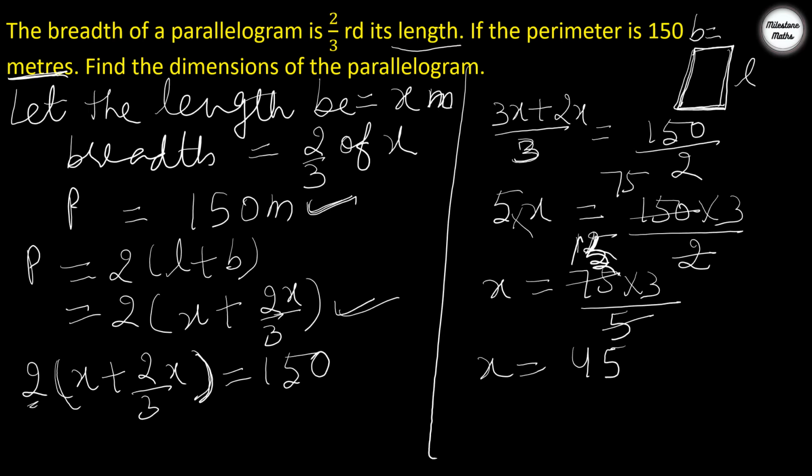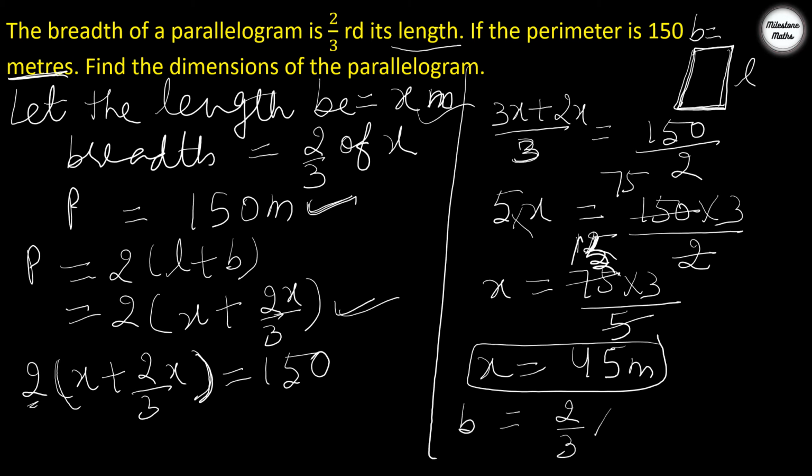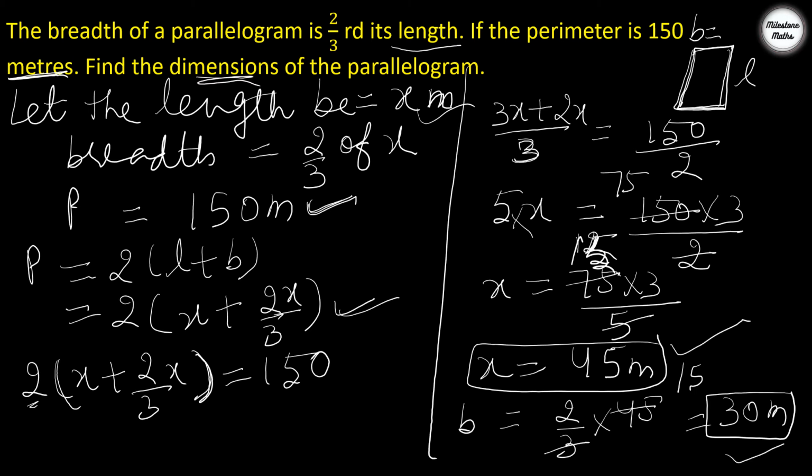45 meter. And what we assumed, x was the length. Now what is the breadth? Breadth is 2/3 of x, 2/3 of 45, so 2/3 of 45 is 30 meter. Right, so we have got the dimensions of the parallelogram. The length is 45 meter and the breadth is 30 meter.